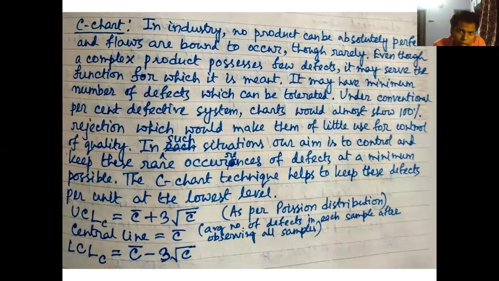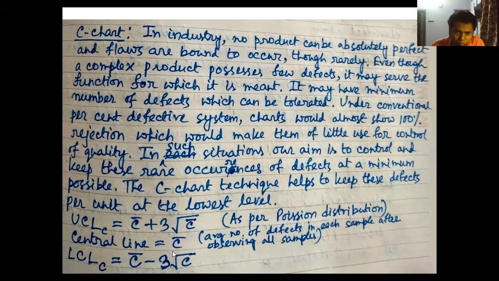So now C chart. C chart is applicable for constant subgroup size, and it is based on Poisson distribution, because we are considering not defective items, we are considering here the defects. So here the center line is given by C bar, the average number of defects. Upper control limit is C bar, average number of defects, plus 3 into root under C bar.